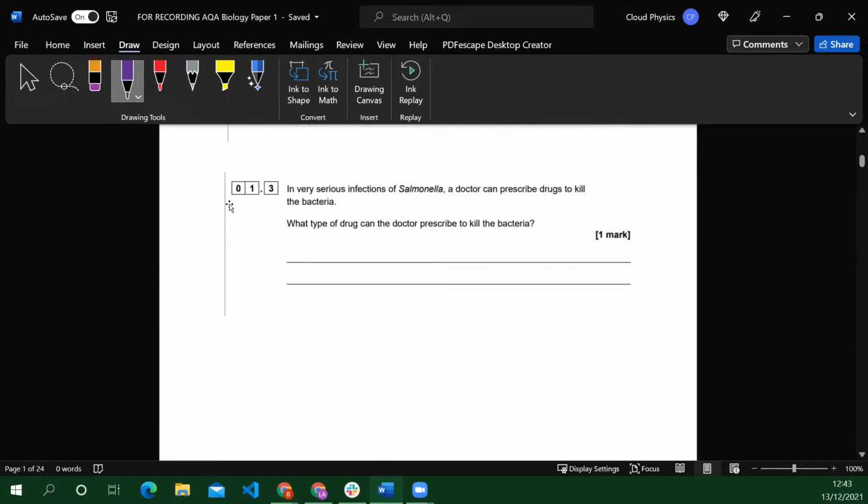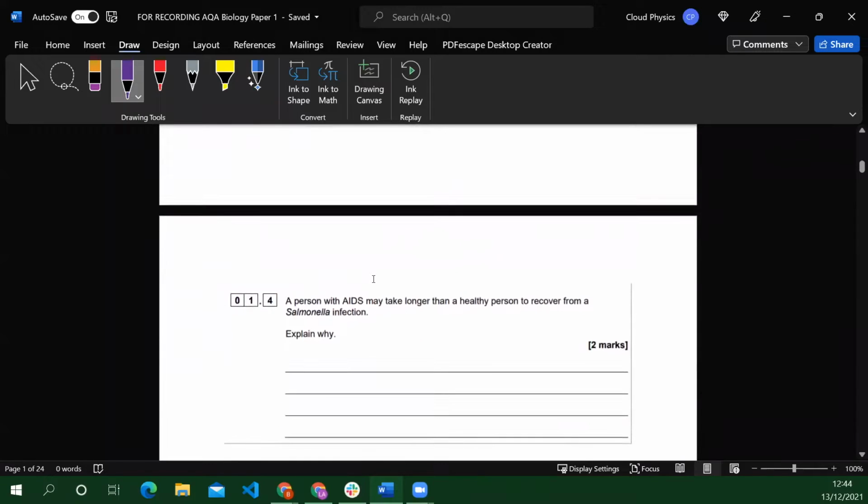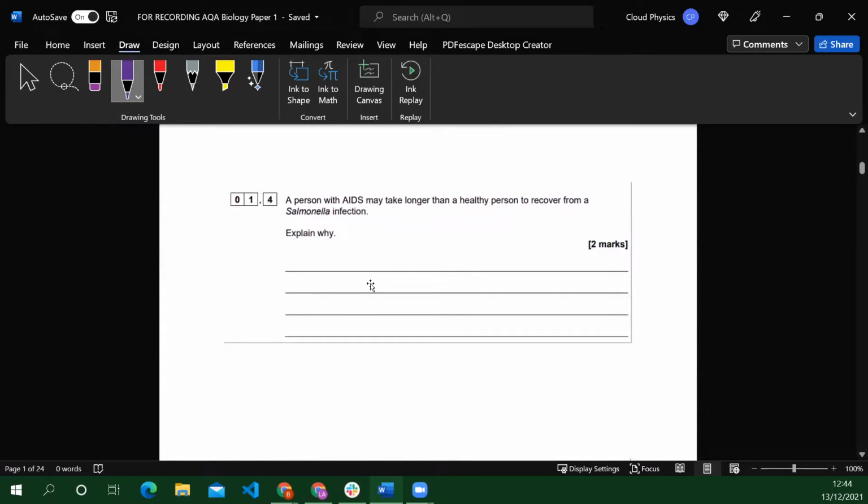1.3, in very serious infections of salmonella, because people can get very ill from it, a doctor can prescribe drugs to kill the bacteria. What type of drug can the doctor prescribe to kill the bacteria? The word bacteria is mentioned a lot there because it's part of the answer. It's antibiotics. Remember that antibiotics only work on bacteria. They don't work on viruses. That's why the coronavirus didn't respond to antibiotics and they had to make a vaccine to prevent it, or investigate certain drugs that would actually treat it, because you can't treat it with antibiotics.